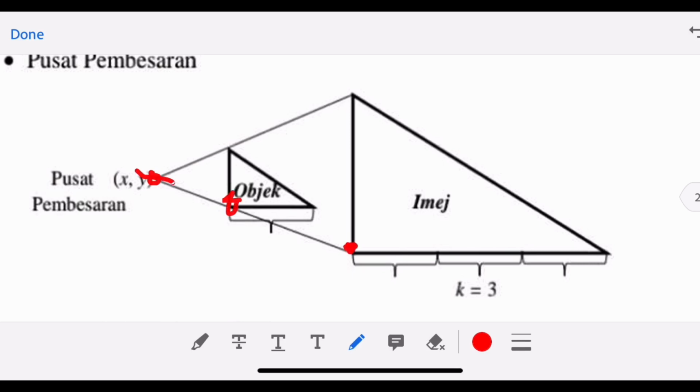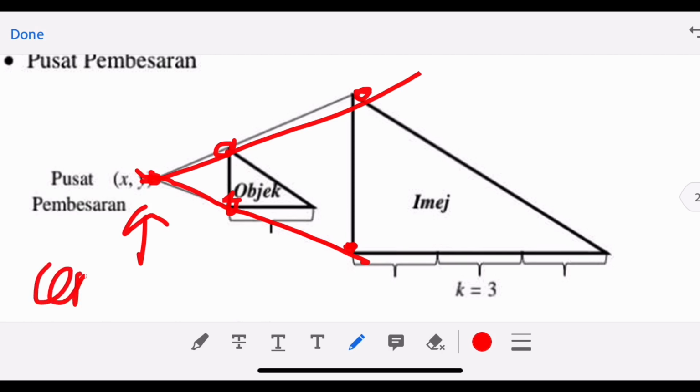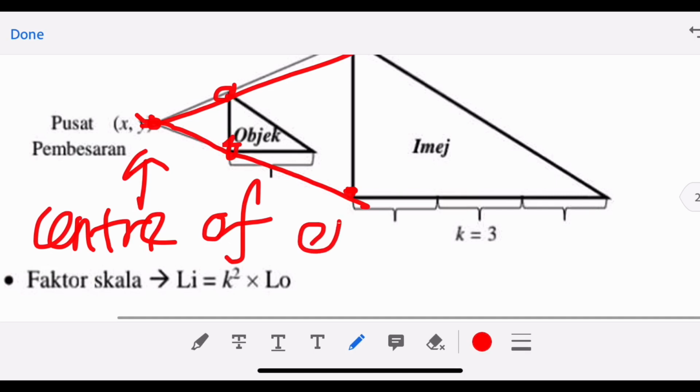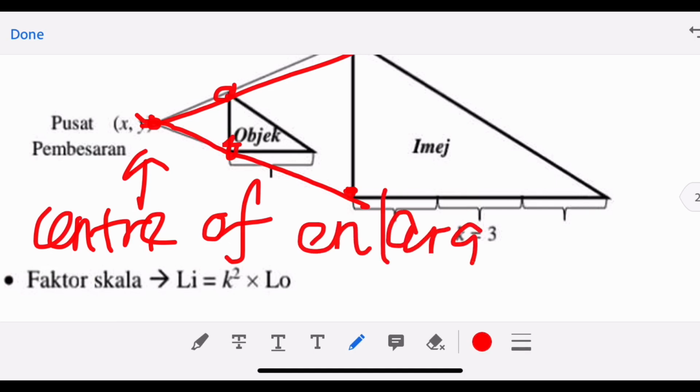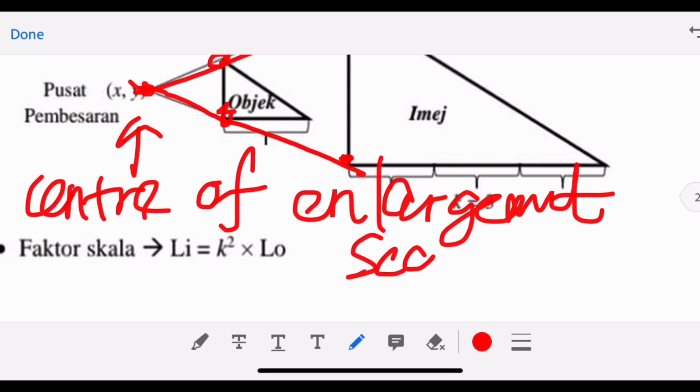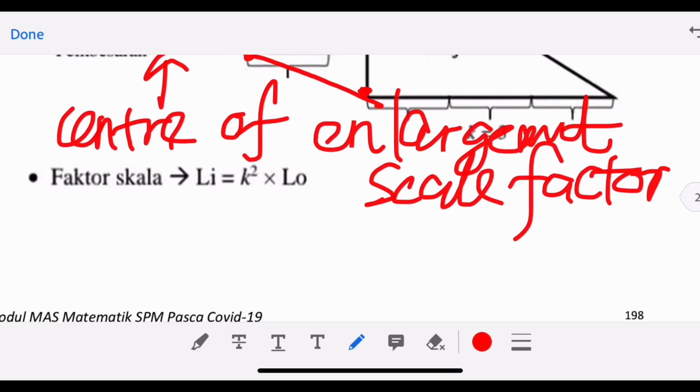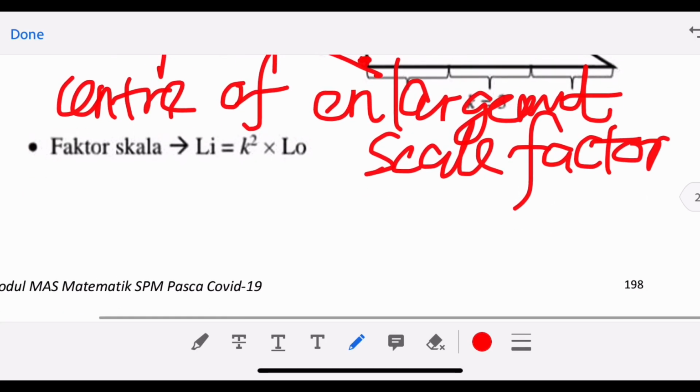And then you must know how to find the center of enlargement. Remember, you have to use a ruler. You just connect the object and image for the corresponding points, and then you can find the center when the lines meet at one point. That is called the center of enlargement. And you must know how to find the scale factor: the length of the image over the length of the object for the corresponding side.